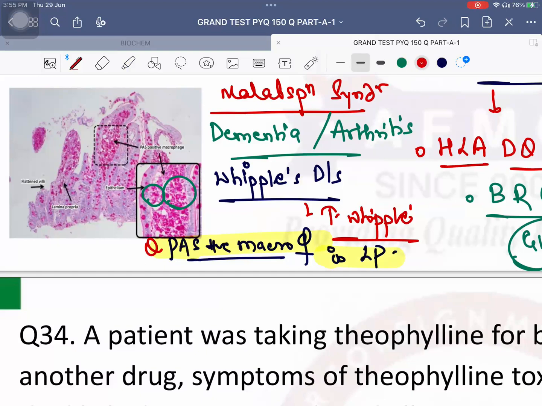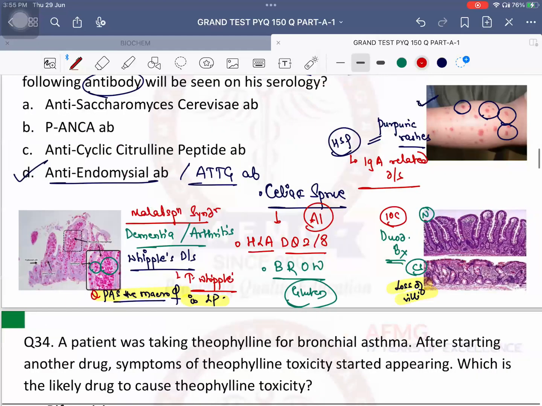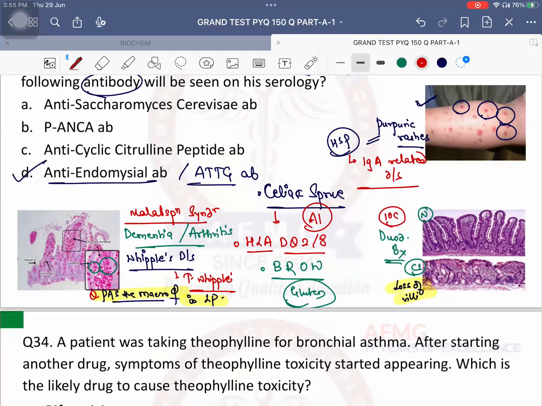No issues with this. Drug of choice will be third generation cephalosporins like ceftriaxone because it is a bacterial infection. Okay? But treatment for celiac sprue should be avoided, bro. Just don't let the child eat it, and there will be no problem.